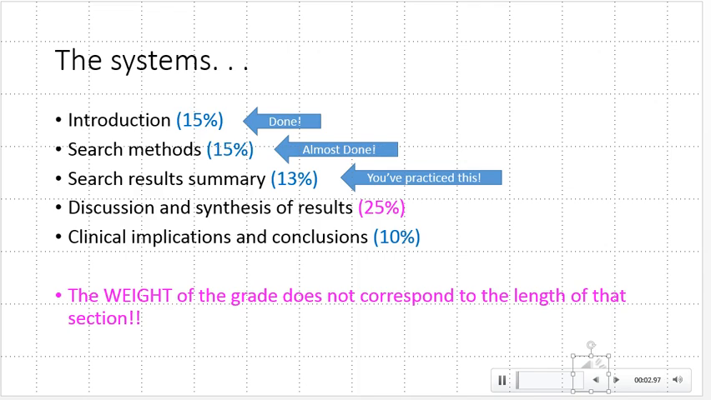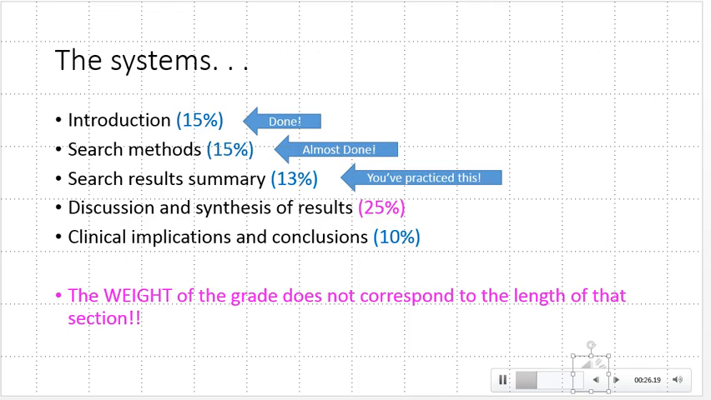The good news is, although the paper is time-consuming and long, you've done about a third of it already in previous assignments. The introduction, that was your clinical question paper. The search methods, you've almost done. You did your search history table, and now all you have to do is write about it in Word format, and there are some examples on how to word that in the syllabus.